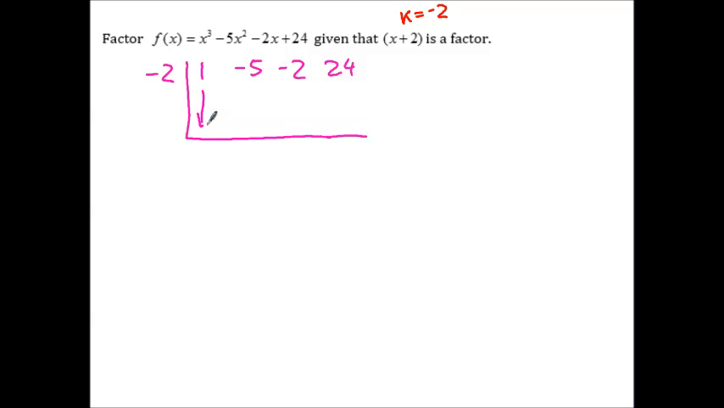We bring down the 1 and then start multiplying. Negative 2 times 1 is negative 2. Add negative 5 and negative 2, we get negative 7. Negative 2 times negative 7 is positive 14. Negative 2 plus 14 is 12. Negative 2 times 12 is negative 24. 24 plus negative 24 is 0.